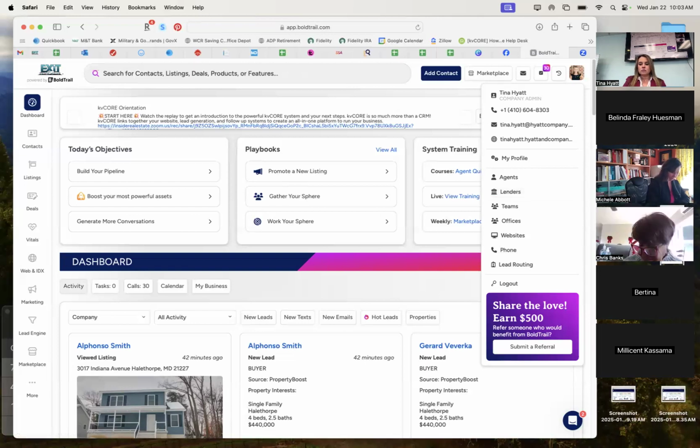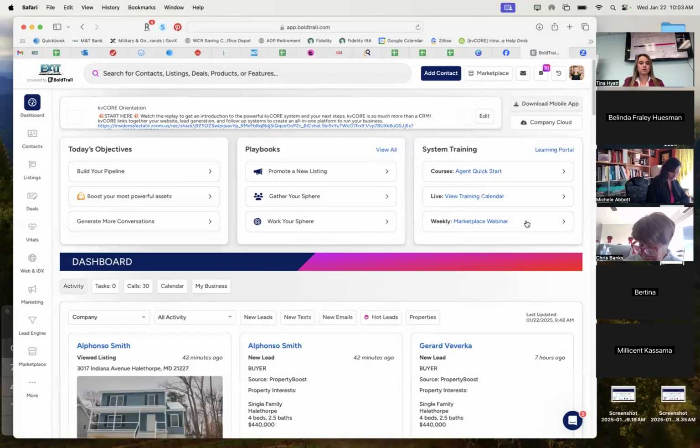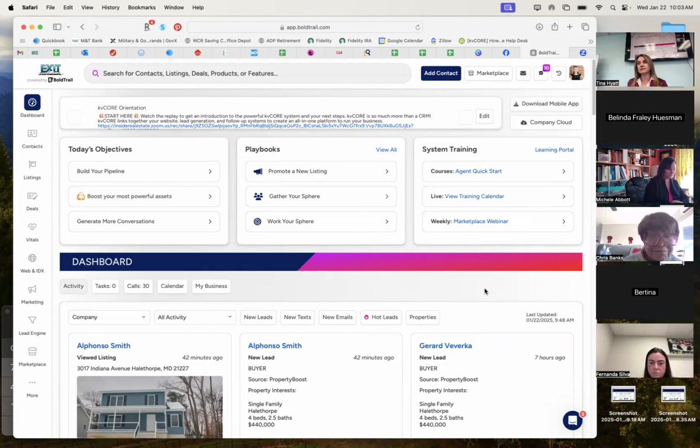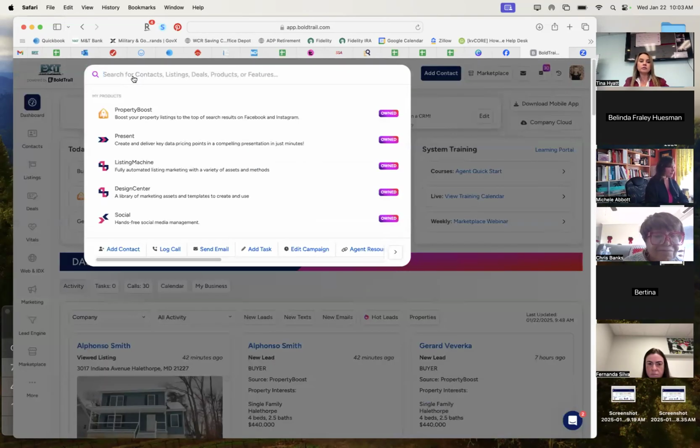Once you're in KVCore and your database is in here, one of the first things I wanted to show you that's a really great tool for marketing and prospecting for listings from your current database of past buyers or current homeowners is the listing valuation tool. To find that, you're going to go into your contacts.